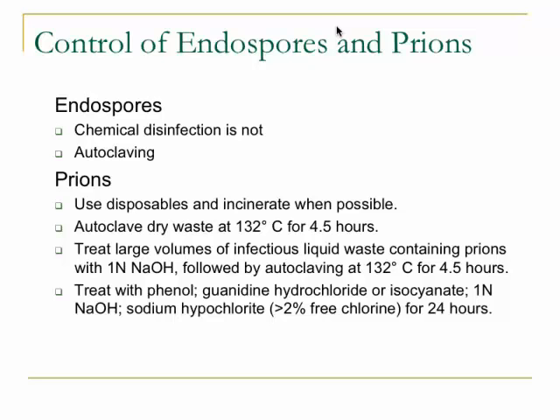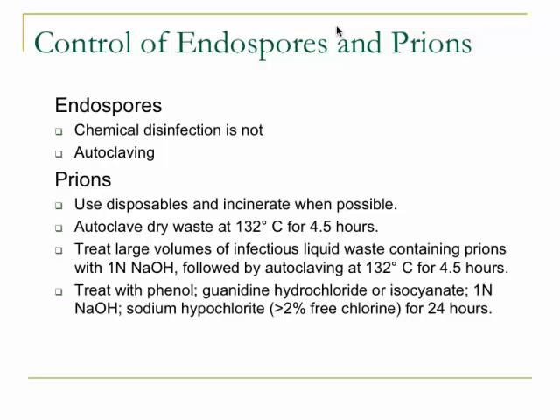So chemical disinfection is not as effective against endospores. They're usually controlled by the process of autoclaving, which uses steam. Moist heat is much more effective than dry heat because it penetrates the item that you're trying to disinfect and heats it up much faster, as well as pressure. So autoclaving is a combination of steam and pressure, so moist heat and pressure.